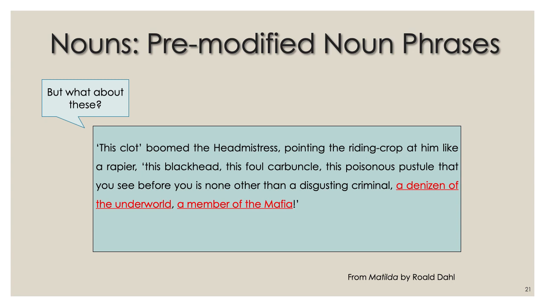But just have a look a little bit more. There are a few problems here. What about a denizen of the underworld? That's clearly a unit of meaning, but it's got two noun phrases in it, a denizen and the underworld. And what about a member of the mafia? That's a bit puzzling.